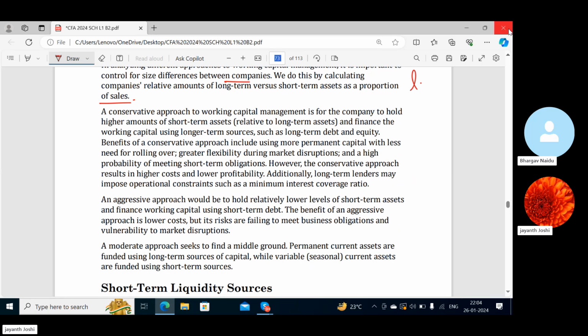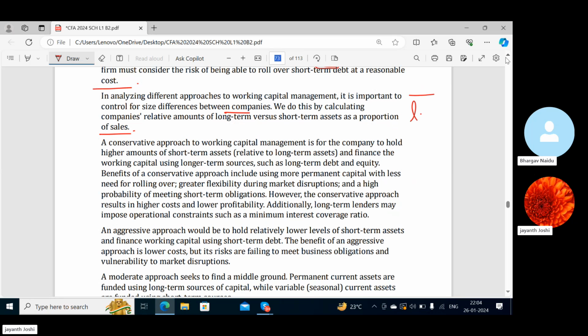A conservative approach to working capital management is for the company to hold higher amounts of short-term assets. This is very conservative, right? They are holding a lot of short-term assets relative to long-term assets and finance the working capital using long-term sources such as long-term debt and equity. So what is the conservative approach? They want to hold short-term assets, correct? Because they're looking for short-term benefits and they want to finance their working capital from long-term debt or equity. Are you understanding, Bhargav? Yes, sir.